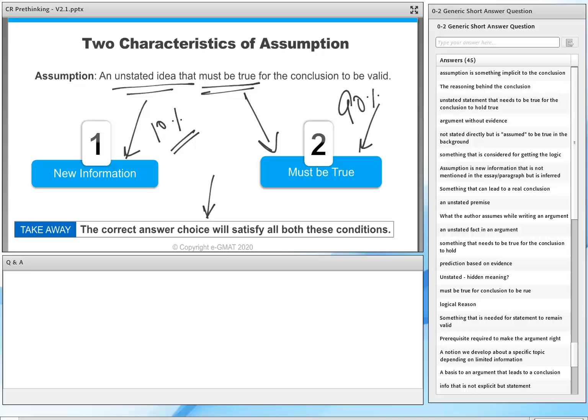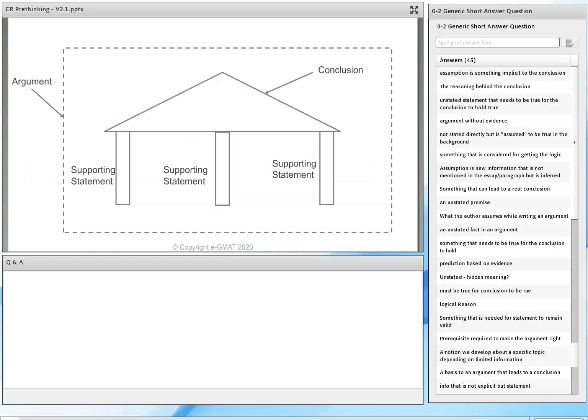we'll solve one question in which there's an answer choice that does not provide new information. It satisfies this must be true condition, but it does not provide that new information, and hence is not the correct answer choice. Okay. Now at e-GMAT, we are really big on visualizing things.